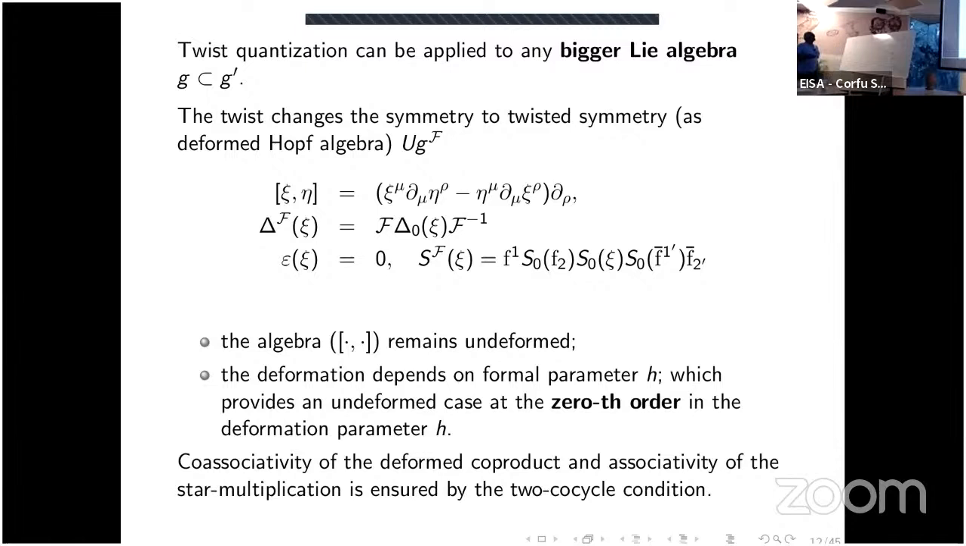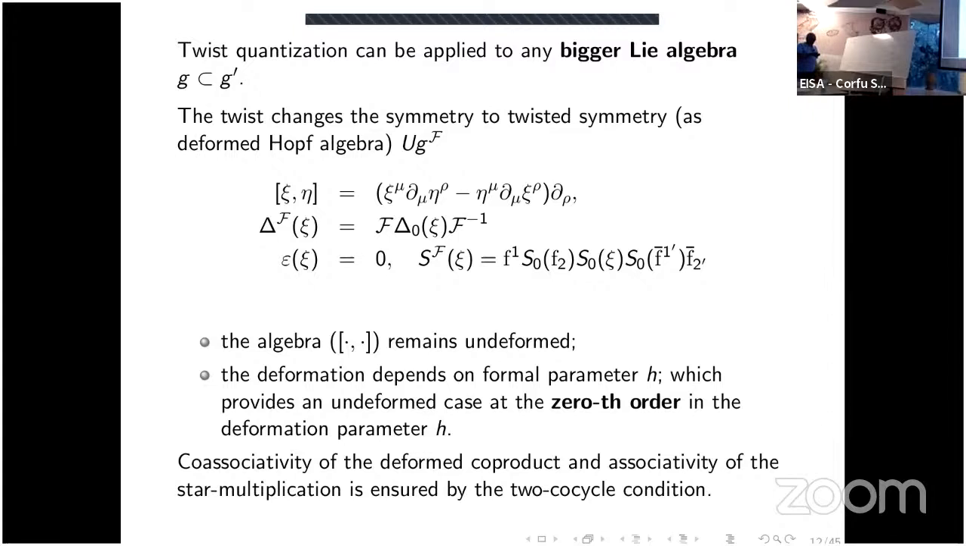Due to the properties of the twist, when we switch off the deformation parameter, we can recover the undeformed case. And the co-associativity of the deformed coproduct and associativity of the star multiplication is ensured by the two-cocycle condition we saw before.